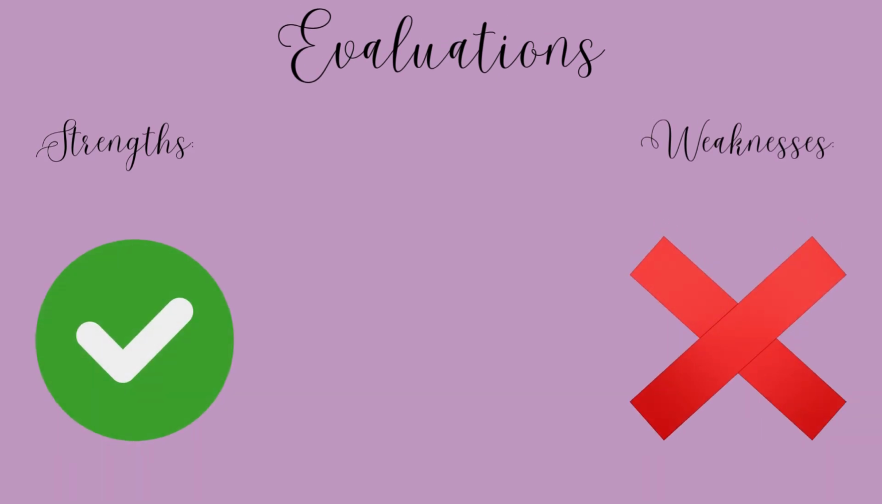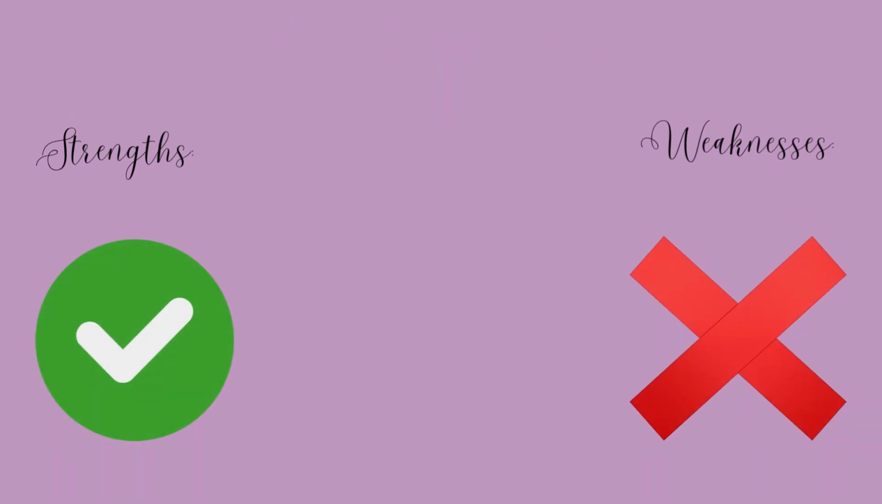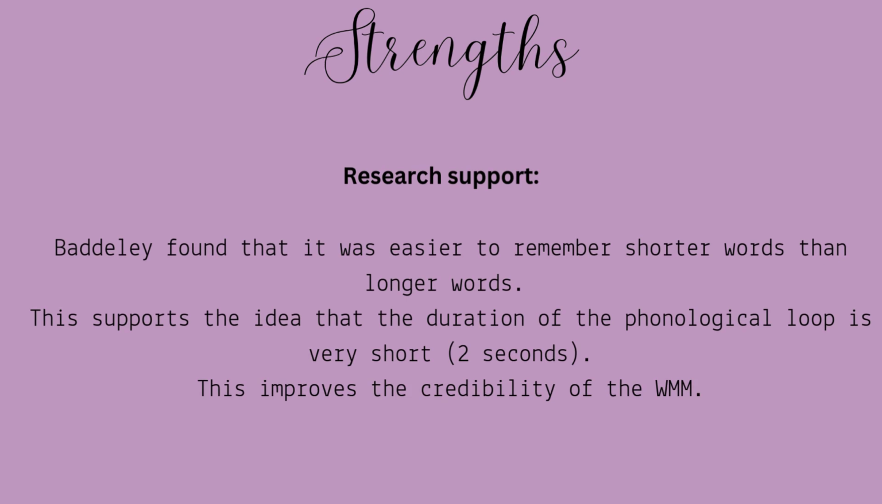Okay, so now we're finished with the main theory of the model, we're going to be moving on to evaluations, the first being research support. So Baddeley found that it was easier to remember shorter words than longer words. So this supports the idea that the duration of the phonological loop is very short and it's only about 2 seconds long. This improves the credibility of the working memory model as an explanation for how we store information in our memory stores.